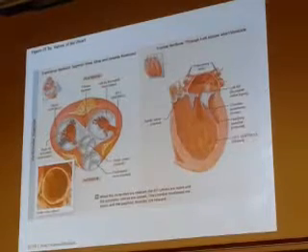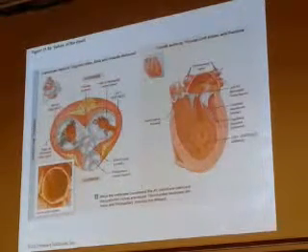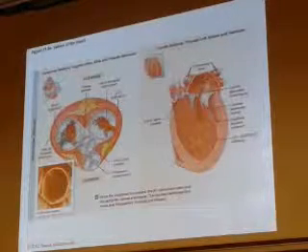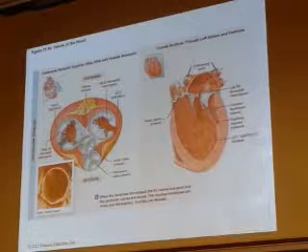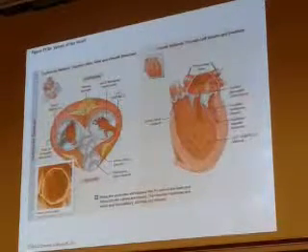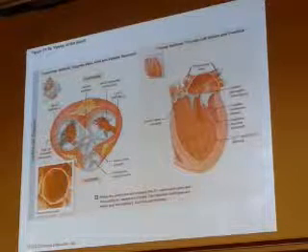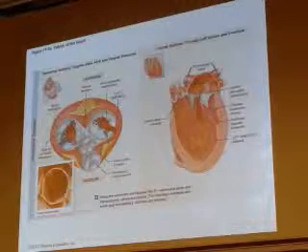If you're designing something and you want fewer leaks, do you put more moving parts or less moving parts? Less. So a high pressure side of the heart, you've got bicuspid, you've got 2 moving parts. Lower pressure, tricuspid, 3 moving parts.